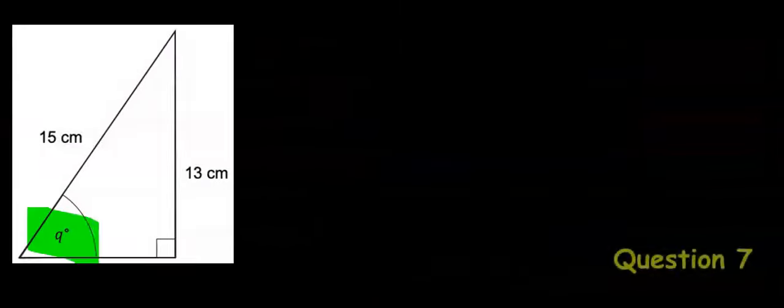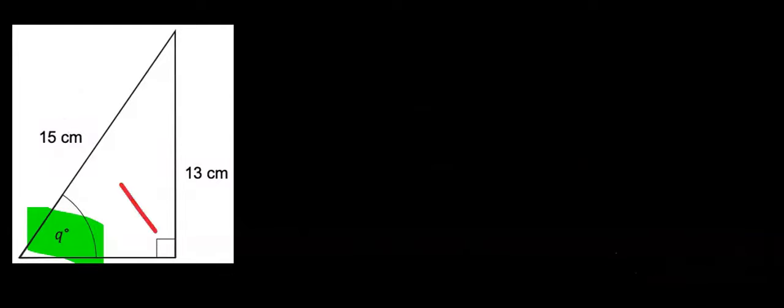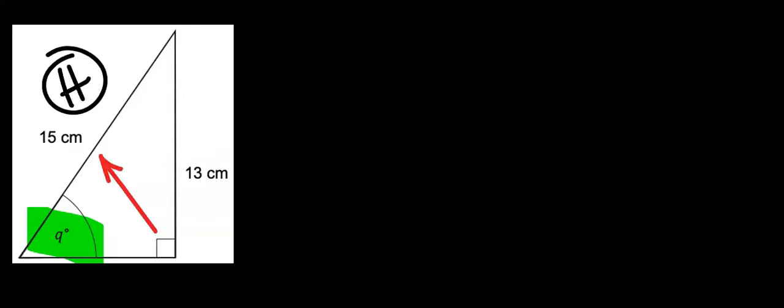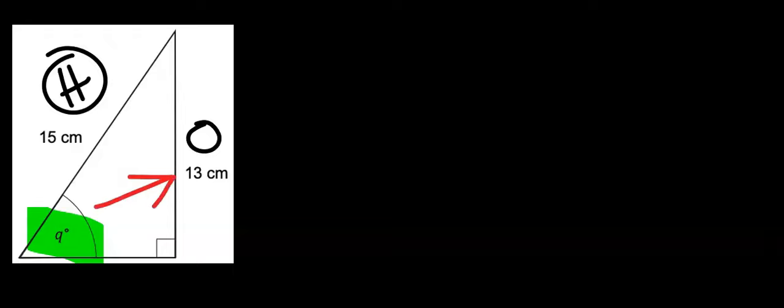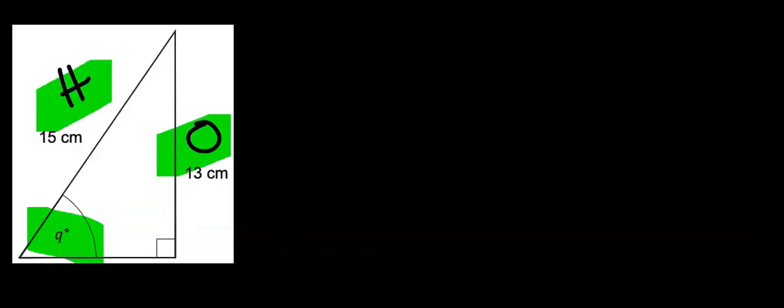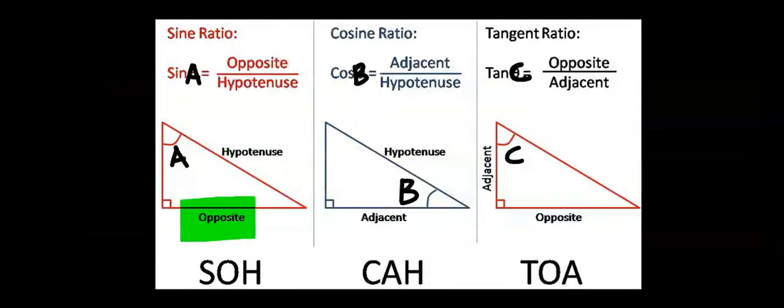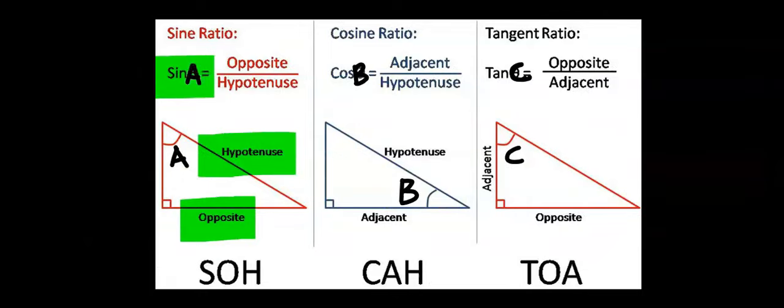Let's find the missing angle. The first step is to identify the longer side, which is the hypotenuse. Next, we're going to identify the opposite, which is the side facing the angle. The adjacent is unknown. With two given sides, when you have the opposite and the hypotenuse, you're going to use the sine ratio, which is opposite divided by hypotenuse.